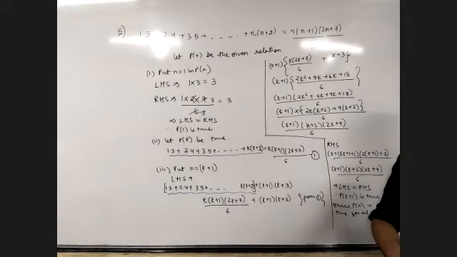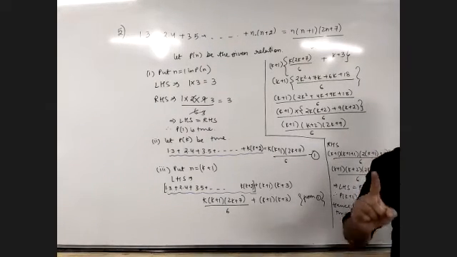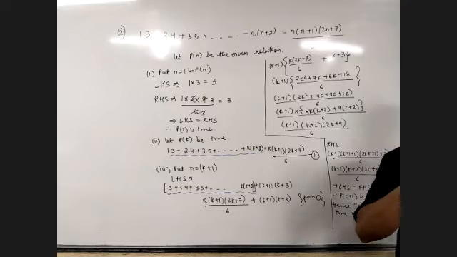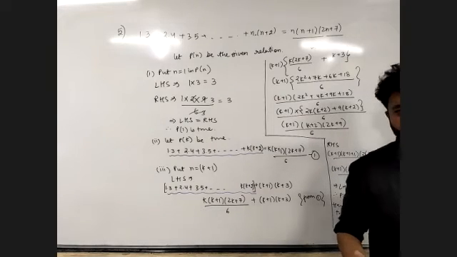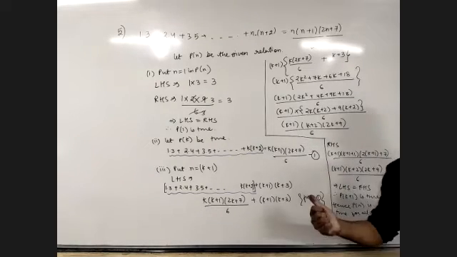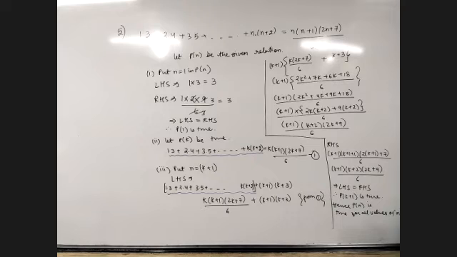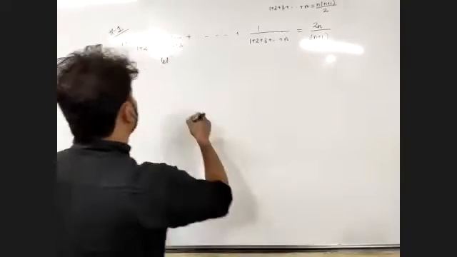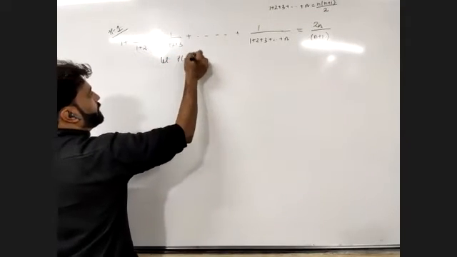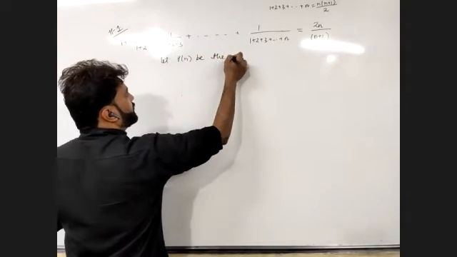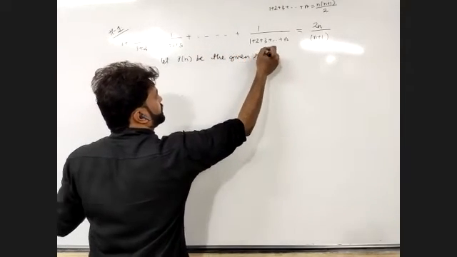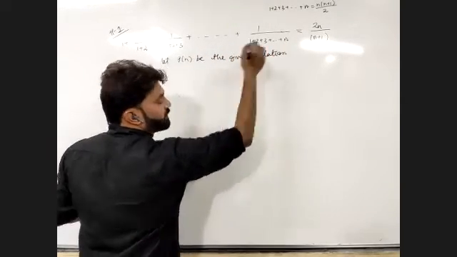So in every question we need to check for n equal to 1, assume for n equal to k, and prove for n equal to k plus 1. Clear this thing? Quickly note this down please. Let Pn be the given relation. First step, put n equals 1 in Pn.